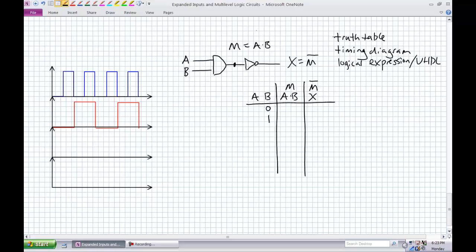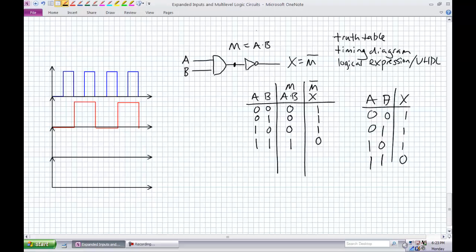If B is 0, 1, 0, 1, and A is 0, 0, 1, 1, have I exhausted all possible combinations of the truth table? Yes, I have. Okay, what is M? Signal M is A and B: 0, 0, 0, 1. What is X? X is not M, just invert M: 1, 1, 1, 0. And I know some of y'all could just say, oh, this is easy, 1, 1, 1, 0. I know some of y'all can do that, and I'm super impressed. Start this way, it's going to become a little bit more complicated.